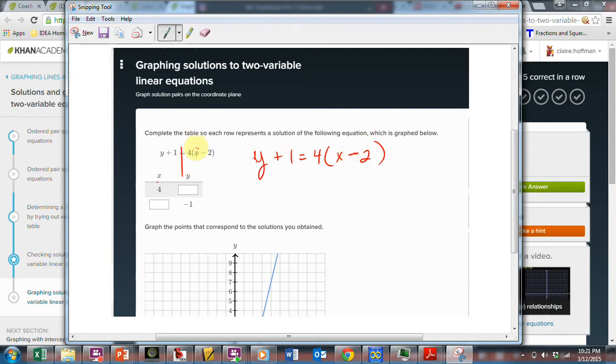I'm looking for the value when x is 4, so I'm going to take out the x and I'm going to put in a 4. I'm going to put this 4 in blue. Now I'm just going to get y by itself. To get rid of this number that's being added to my y, I'm going to add -1 to both sides.